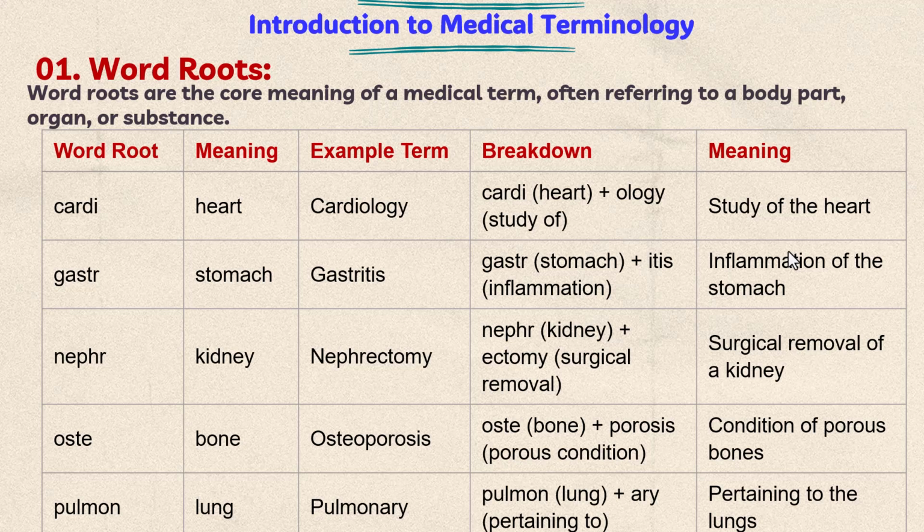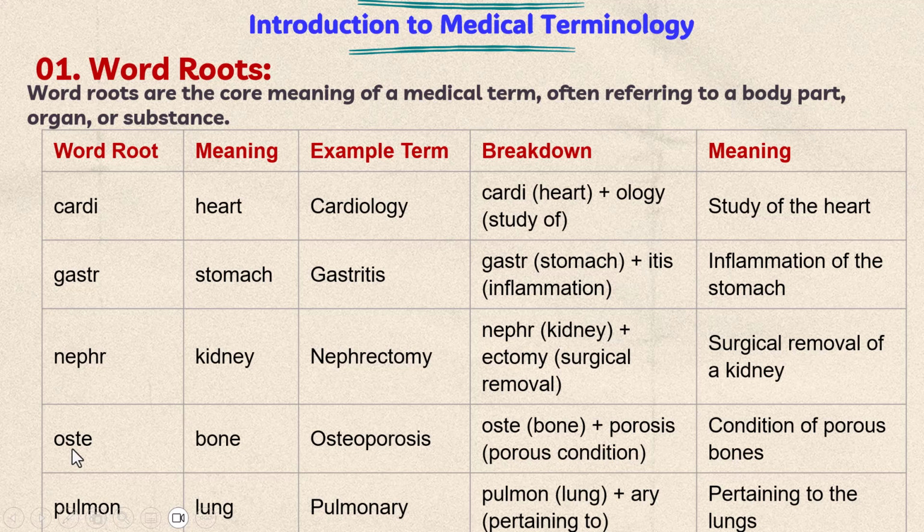Second one, gast. Meaning is stomach. For example, gastritis. Here, gast means stomach. Itis means inflammation. So the meaning is inflammation of the stomach. Third one, nephr. The meaning is kidney. For example, nephrectomy. Here, nephr is kidney. Ectomy means surgical removal. So the full meaning is surgical removal of a kidney.